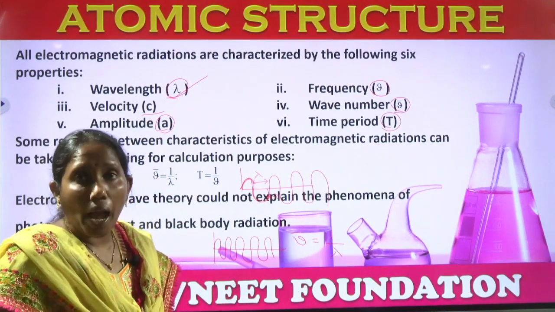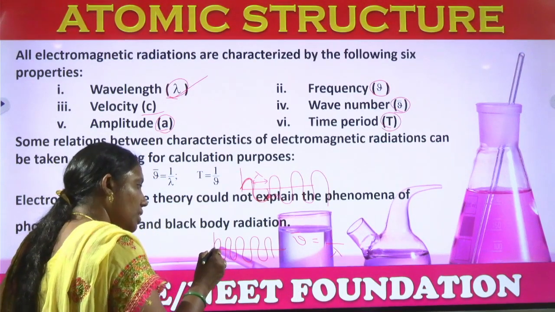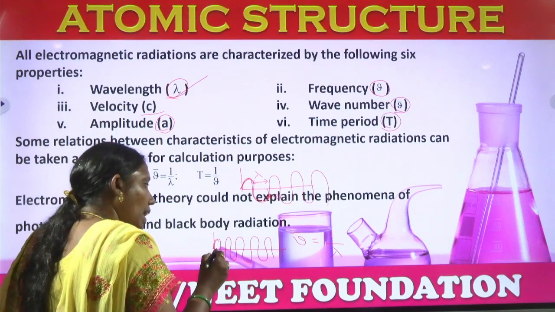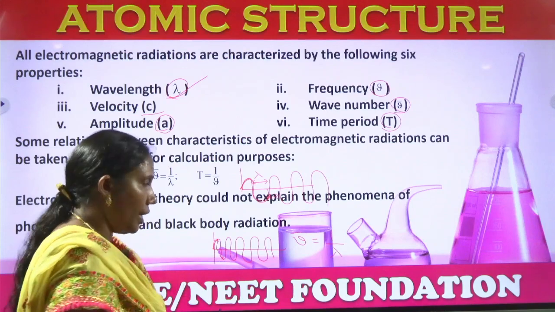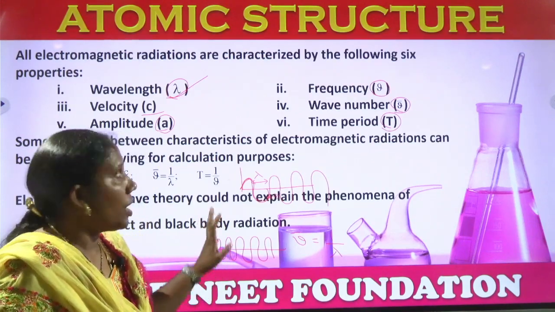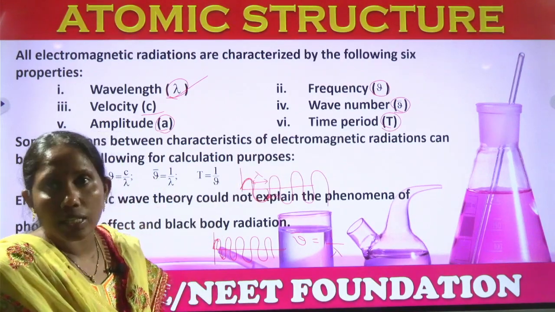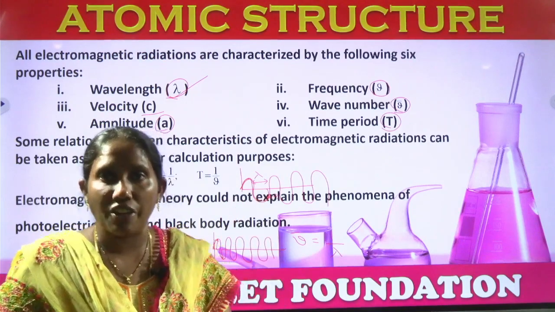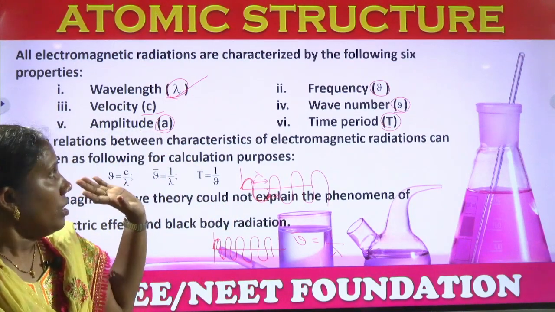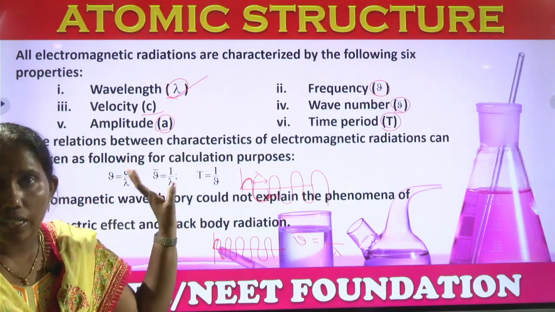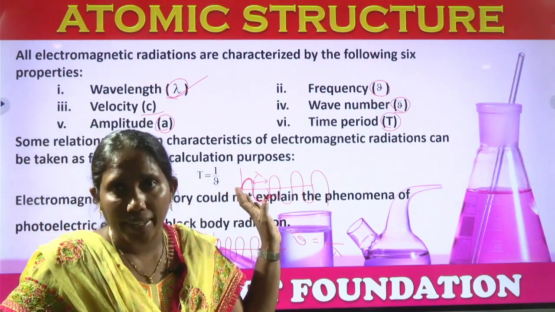And amplitude. What is meant by amplitude? Here we have crests and troughs, right? So the height of the crest or the depth of the trough is called its amplitude. And time period. Time period is nothing but the reciprocal of the frequency. These are the wave parameters we are studying from electromagnetic radiations, right?